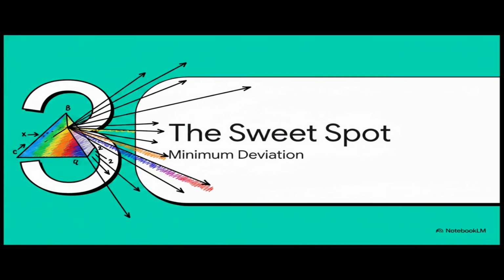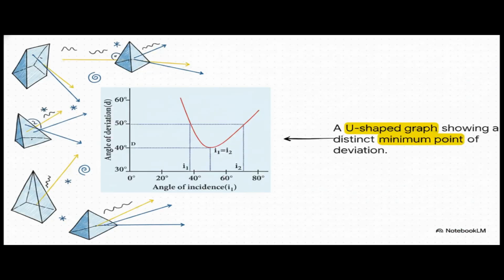Section 3. Finding the sweet spot. What scientists found is that changing the initial angle where the light hits the prism changes absolutely everything. Just look at this U-shaped graph. On the bottom axis, we're increasing the angle at which our light ray first enters the glass. On the vertical axis, we're tracking how much it gets deviated.